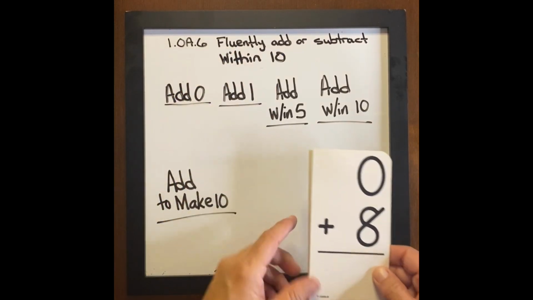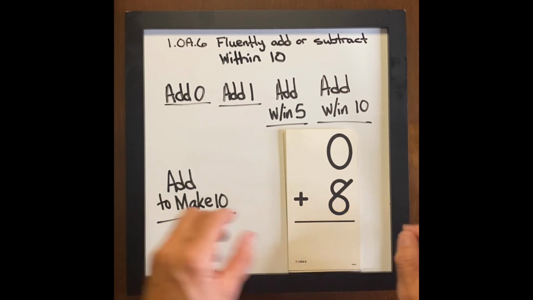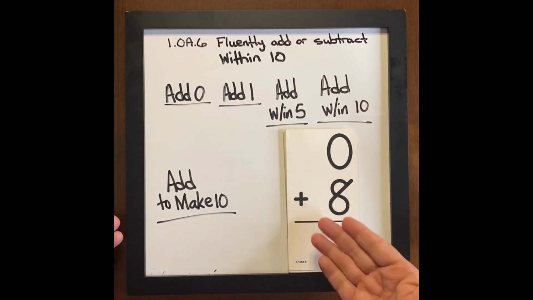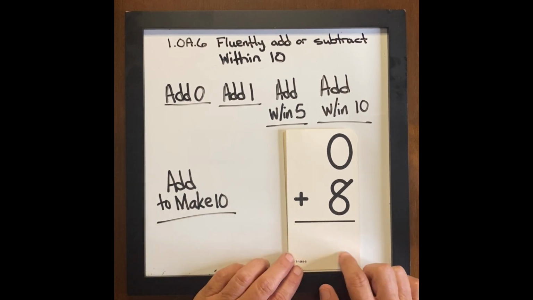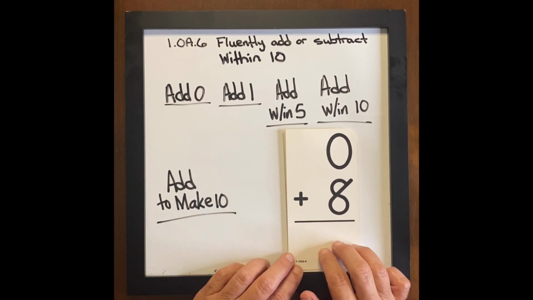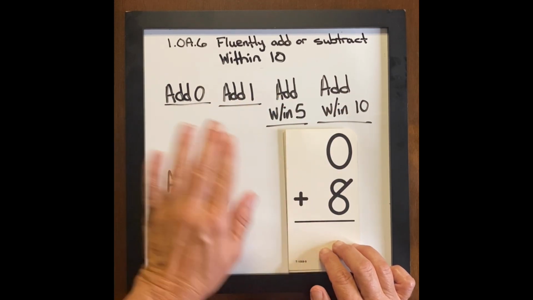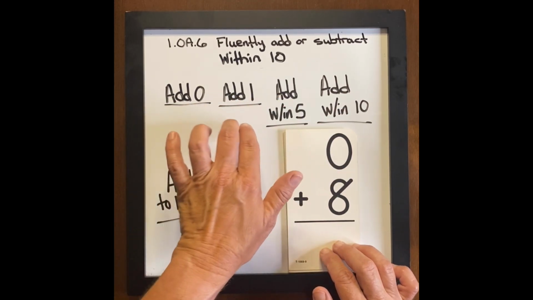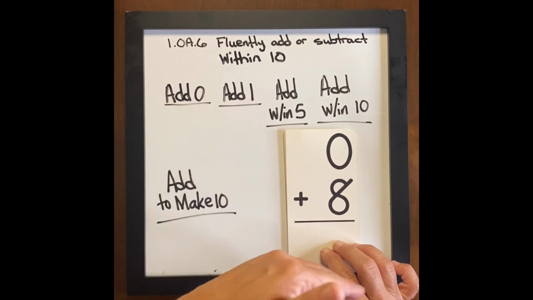So with fluently adding within 10, I would like to offer an idea with flashcards. Now, this isn't your typical flashcard tell me the answer activity. Instead, these flashcards are going to help us understand these different benchmark strategies. So we've talked about what add 0 means, what add 1 means already. Our students know that. Add 1 is just the next number.